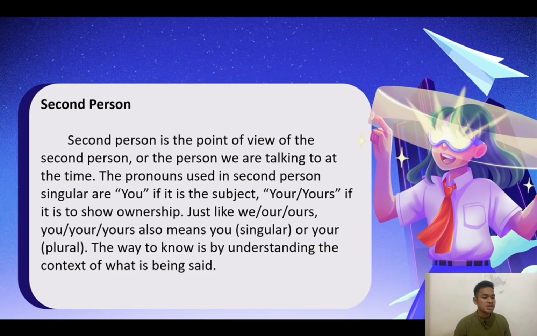Second person. Second person is the point of view of the person we are talking to at the time. The pronouns used in second person singular are you, if it is subject, and your or yours, if it is to show ownership, just like we, our, and ours. You, your, or yours also mean you or your in the plural. The way to know is by understanding the context of what is being said.